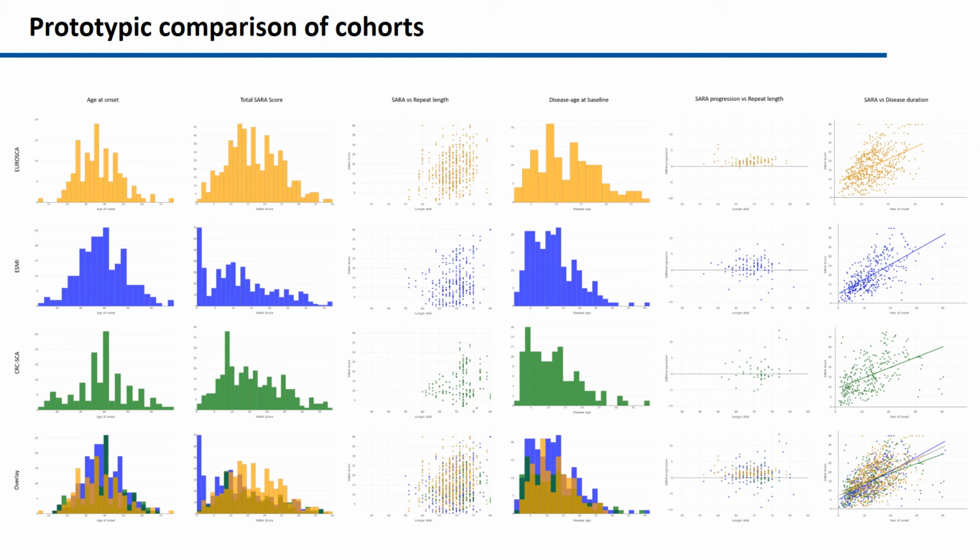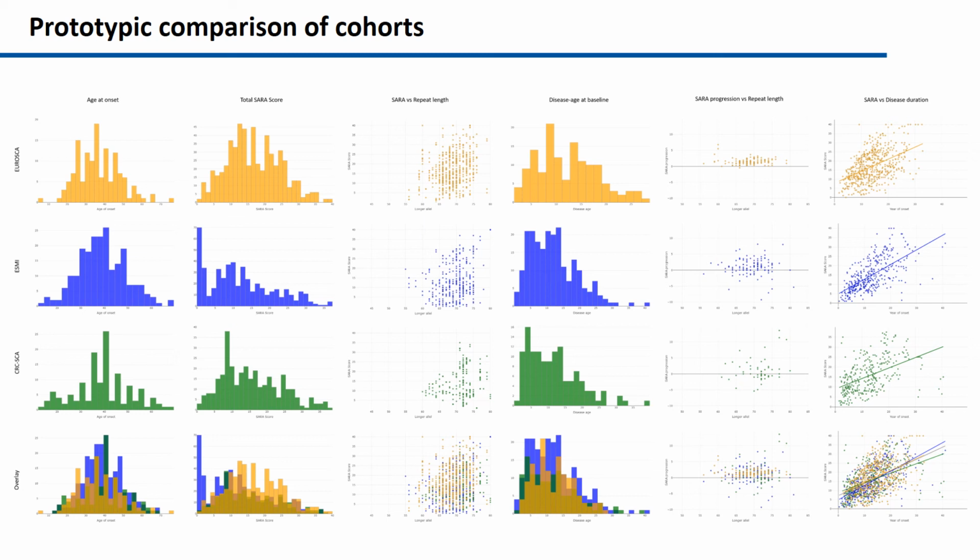The age of onset or the disease age at study entry as other exemplary characterizing attributes, however, are not provided in the dataset, but could be calculated using the workbench easily. Here again we find no obvious differences. Depicting SARA versus repeat length in a scatter plot or SARA versus the disease duration with a year of onset as reference yields comparable data for all cohorts.